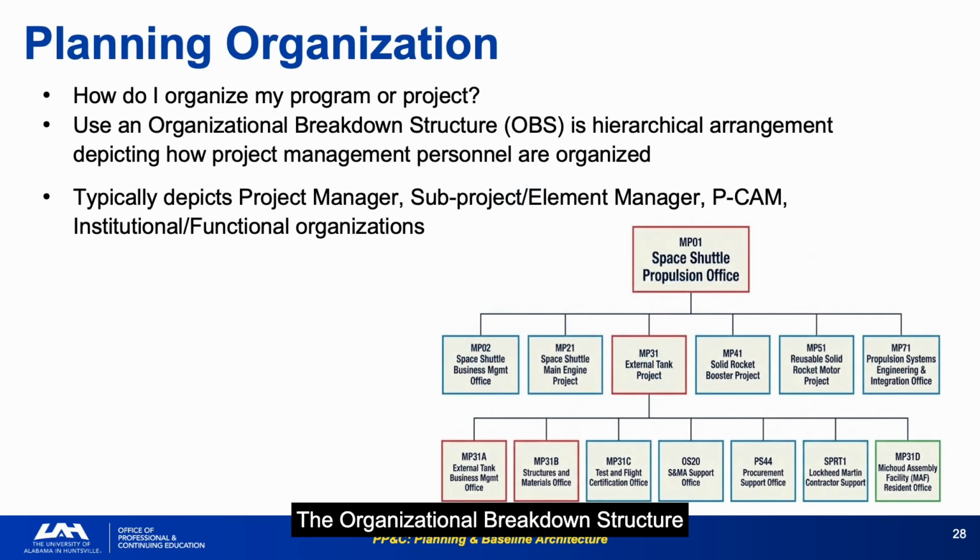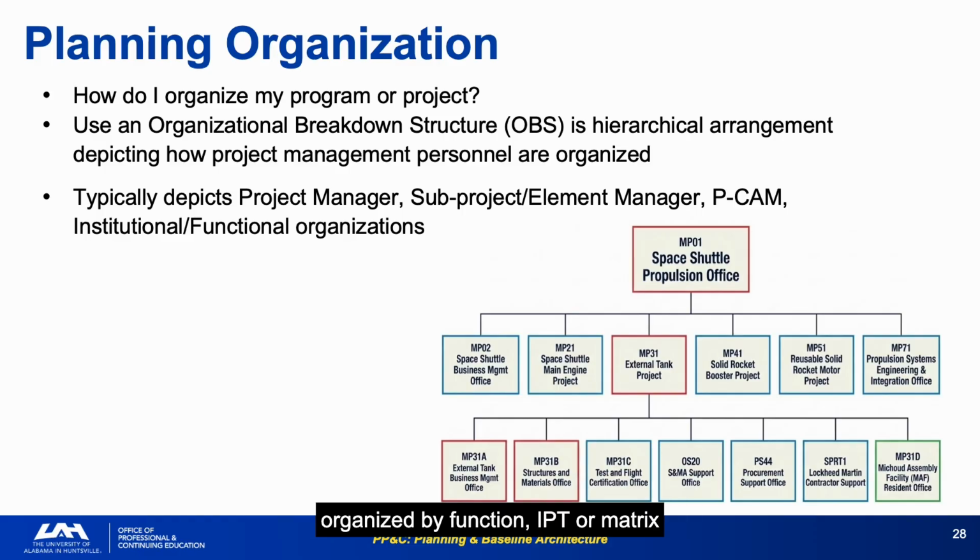The organizational breakdown structure, OBS, is the hierarchical arrangement showing how project personnel are organized. It is the who counterpart to the WBS's what. The Space Shuttle Propulsion Office example here shows a real-world multi-tier OBS. Notice how each sub-office has a specific role and clear relationships. This clarity is what enables the RAM to assign responsibility unambiguously.